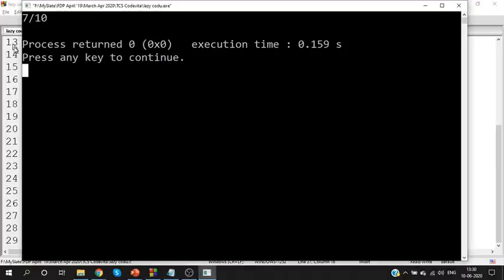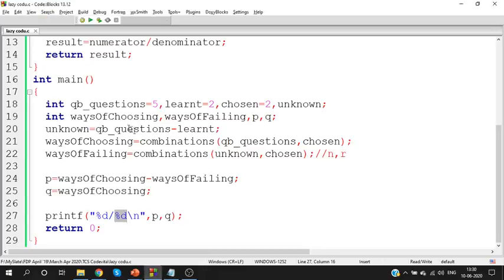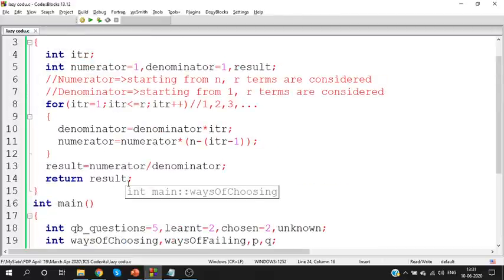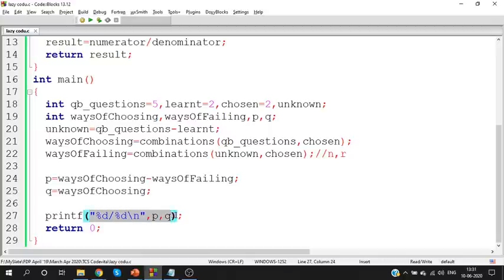Look at that. 7 by 10. Can you all understand up to this? So far we have calculated the probability alone. Yes, I hope I made it clear up to this point. So what have we done? We have found out how many ways we have failed. From the number of failing ways, we are calculating the number of passing ways. Okay. So the combinations formula is simplified, and right now I have the probability.